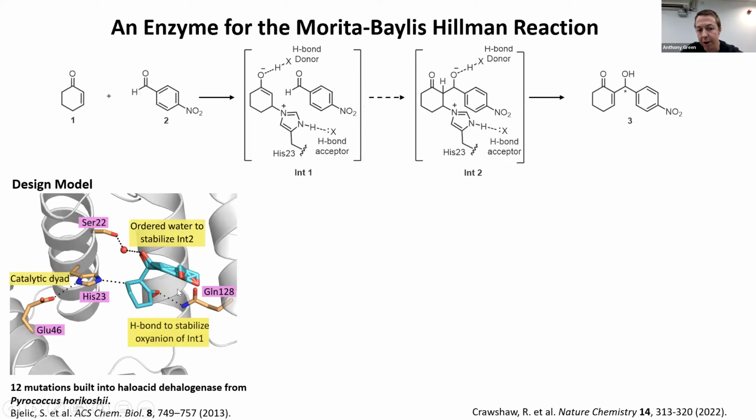And we've got several oxyanion stabilizing units, this glutamine 128, this serine 22, which is basically effectively ordering a water molecule, which stabilizes these two oxyanion intermediates. So this was a computational design from David Baker's lab. Most computationally designed enzymes are extremely poor, and in this case, extremely poor is probably an unfair characterization. So the efficiencies of those enzymes are orders of magnitude away from natural enzymes.